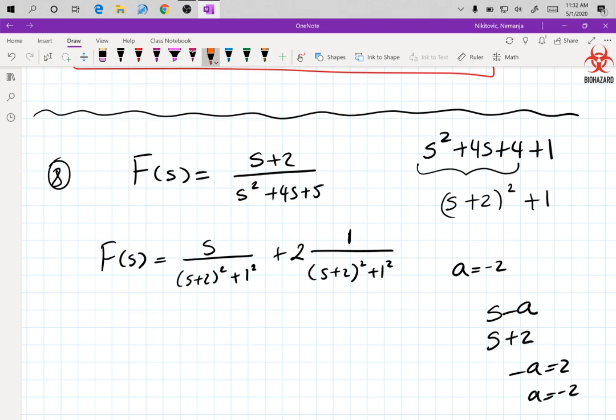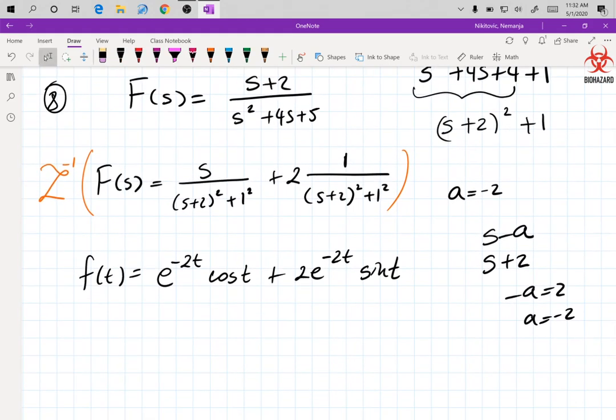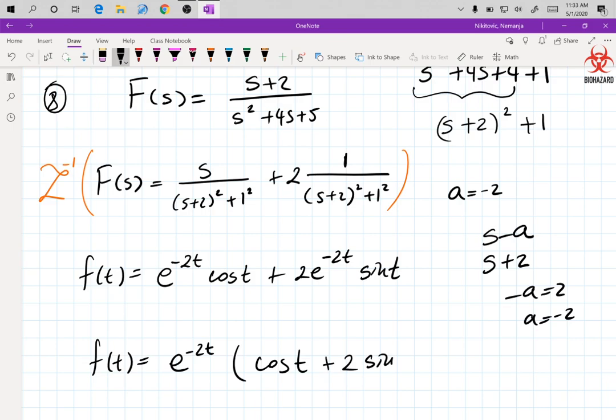So when I hit this with the inverse Laplace, we are going to get f of t is equal to e to the negative 2t cosine t plus 2 e to the negative 2t sine t. Your k is 1 in both of these, so it's just k times t is 1 times t. Factor out e, and then you get your f of t is e to the negative 2t. In parentheses, you have a cosine t plus 2 sine t.